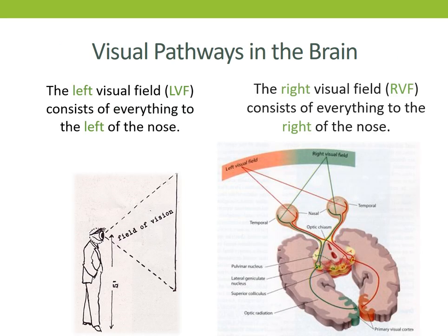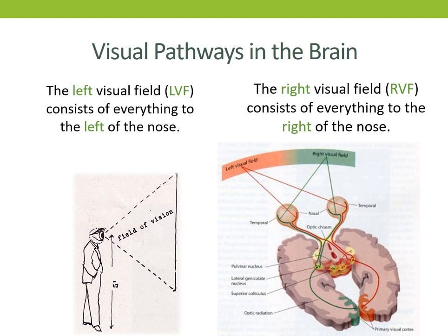So in terms of understanding visual pathways in the brain, I never want to hear the words your left eye, your right eye, okay? Each eye can still see things in the other visual field. Your left visual field is everything to the left of your nose, and your right visual field is everything to the right of your nose. So these are the words that we want to hear: left visual field, right visual field.